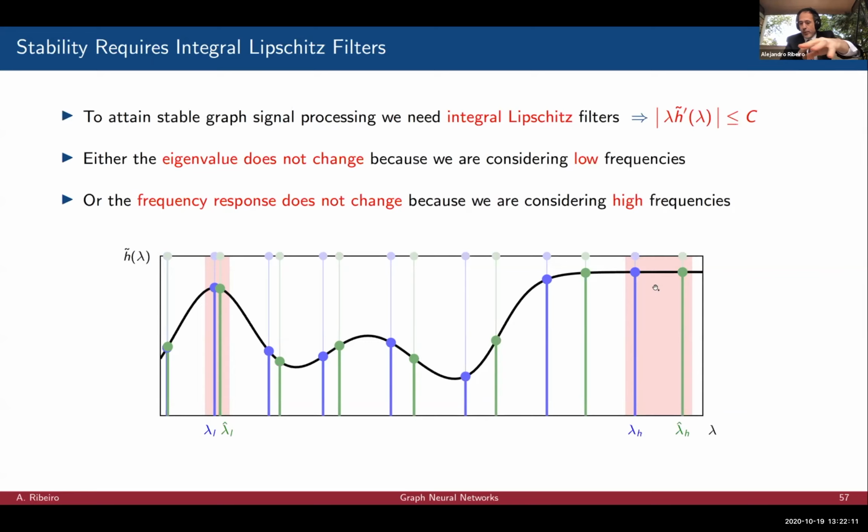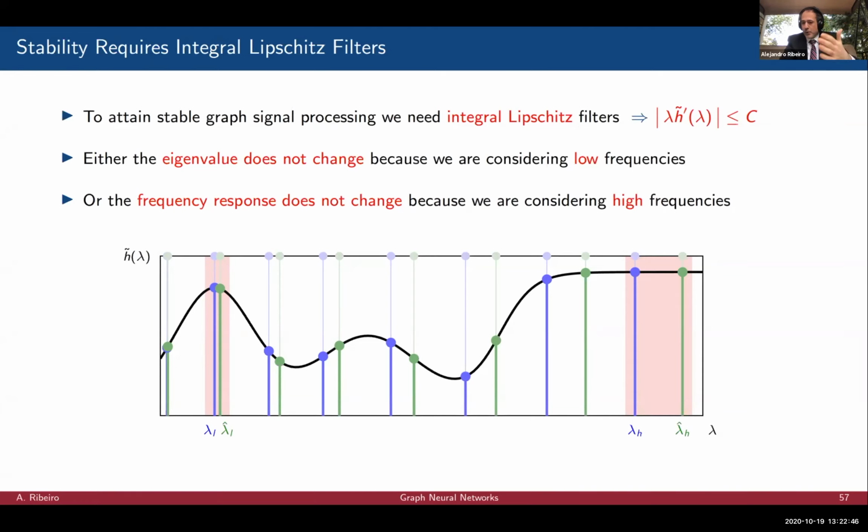By the way, that's the proof of the stability theorem. It's these observations in three pages that allow you to make this observation. But this is the observation you need to make to prove the stability theorems that I presented to you. That if you're using an integral Lipschitz filter, at low frequencies, the eigenvalue doesn't move. At high frequencies, the filter doesn't move. Therefore, none of the eigenvalues really moves. Therefore, the filter itself doesn't move much.